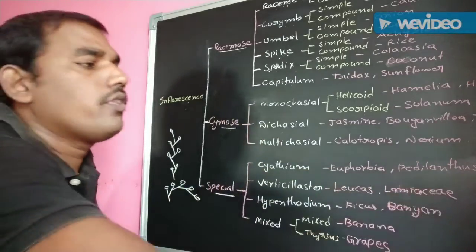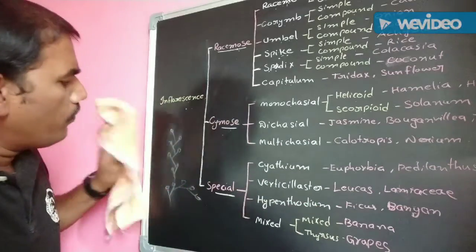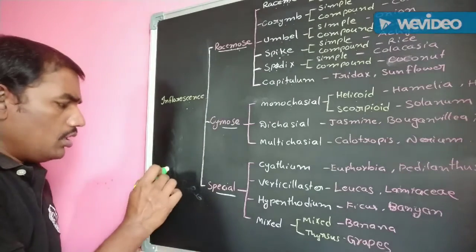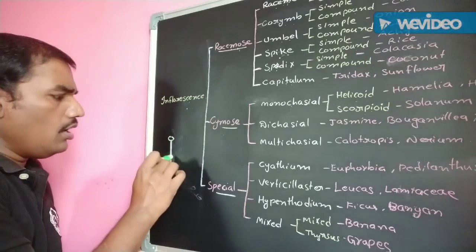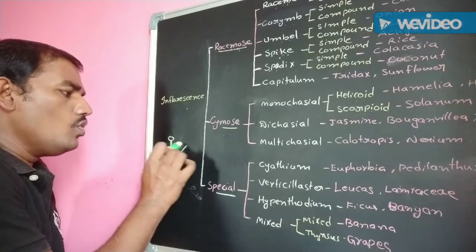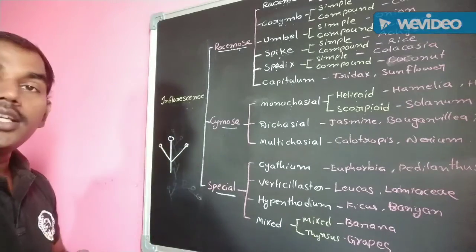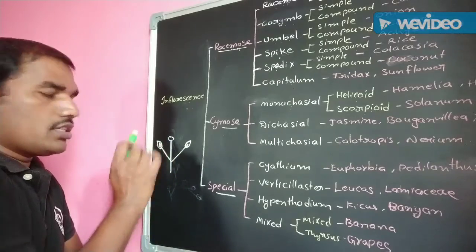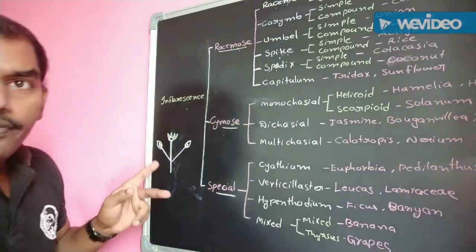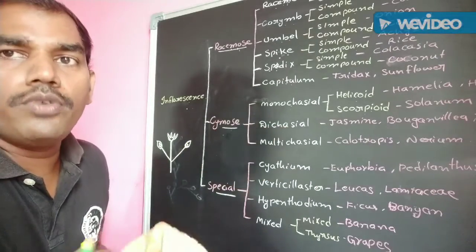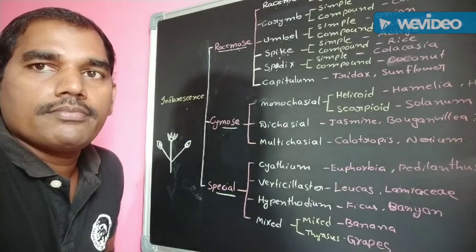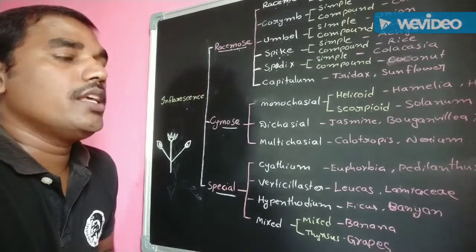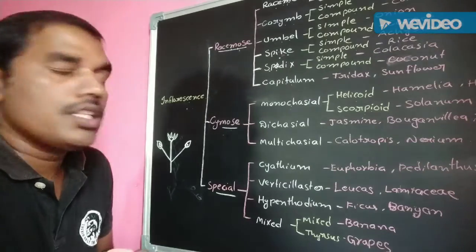Next one, dichasial cymose inflorescence. In this dichasial cymose inflorescence, the peduncle forms two branches. This means the main peduncle ends with a flower, and it forms two branches on either side of the main peduncle. These branches also terminate with flowers. This type of inflorescence is known as dichasial cymose inflorescence. Example, jasmine, Jasminum, and also Bougainvillea, and also Mirabilis. These are the best examples of dichasial cymose inflorescence.